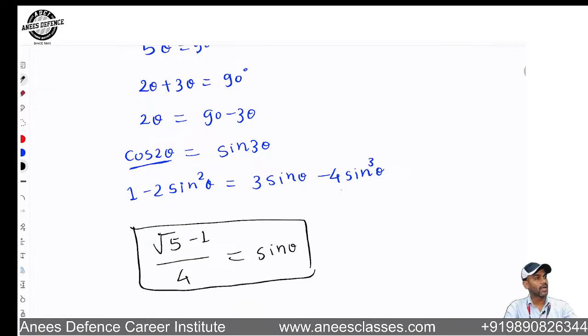What do you have to do from here? Put sin theta equal to t. Yes or no? You need to solve the cubic equation, and then you will get sin theta is equal to (root 5 minus 1) upon 4.